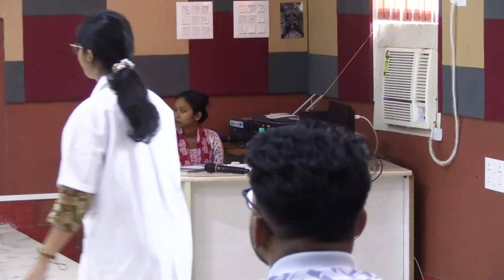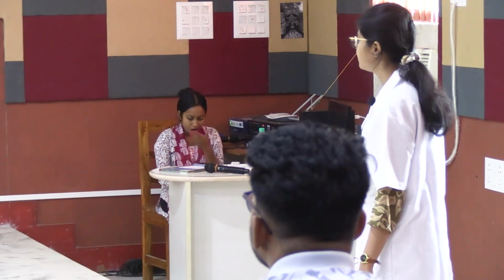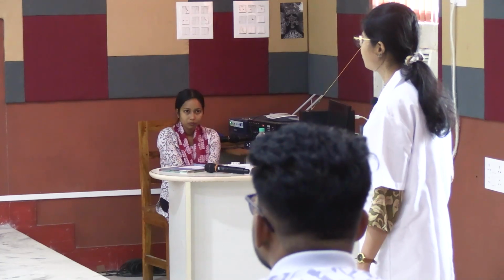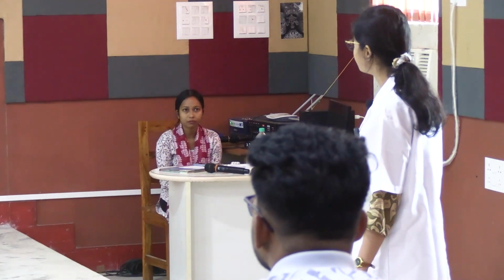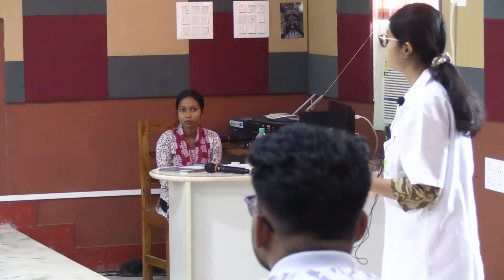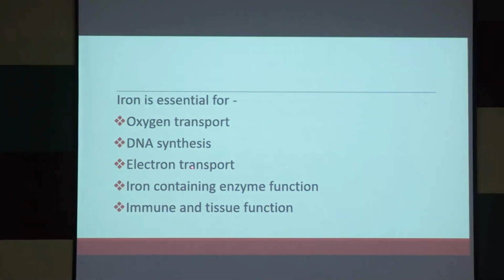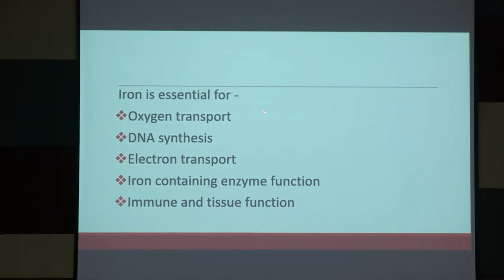So the causes, as you see in the picture: blood loss, malabsorption, gastrointestinal conditions, and not getting enough iron in the foods, green leafy vegetables and meat. Why is iron important in our body? Iron is important for oxygen transport, DNA synthesis, and electron transport. There are many enzymes which contain iron as a cofactor, so those enzymes are not going to work properly. Also immune function and tissue function.